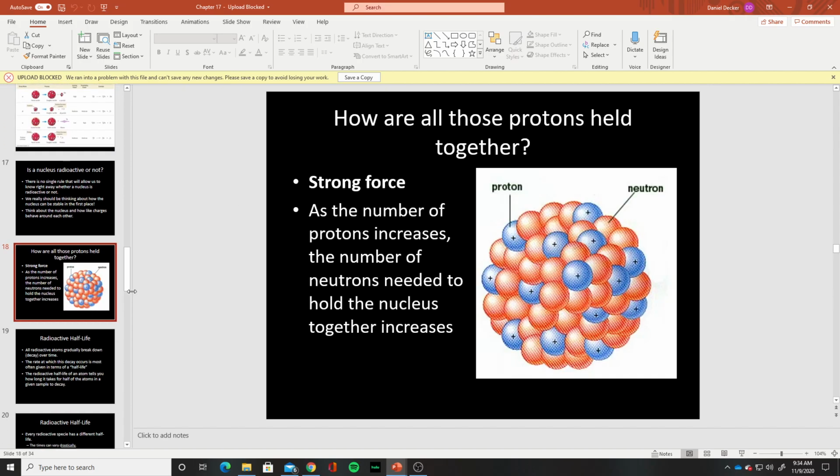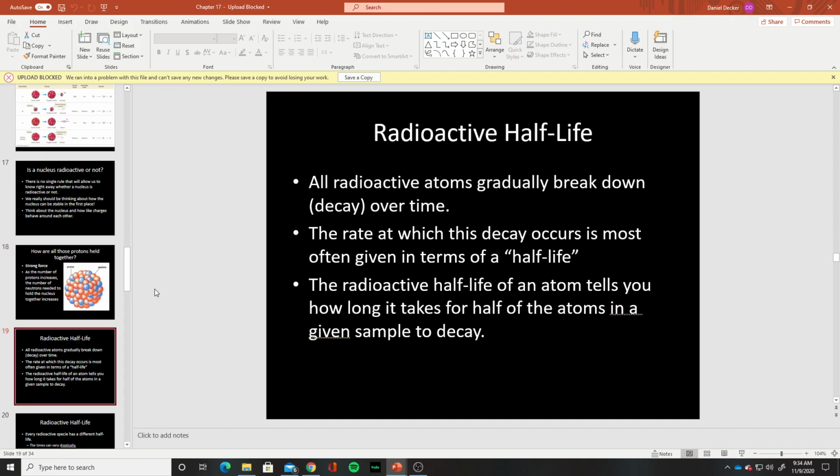As far as the strong force here, really all I expect you to know is that the strong force is what holds the nucleus together, and that's it. So the strong force holds the nucleus together.